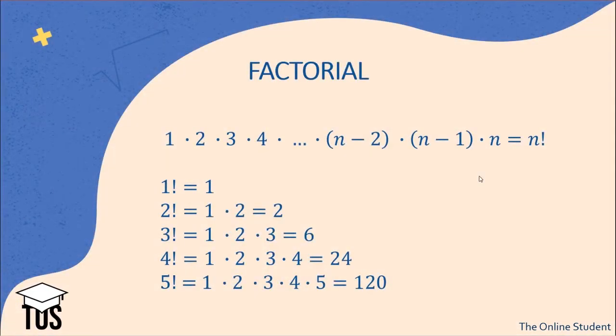Here's a quick reminder of what factorial is. If you multiply 1 with 2, with 3, with 4, and we continue until we multiply it with n minus 2, multiply it with n minus 1, and finally we multiply it with n, this gives us n factorial. Here's an example of what factorial means. For example, 4 factorial is the same as 1 times 2 times 3 times 4, which is equal to 24.